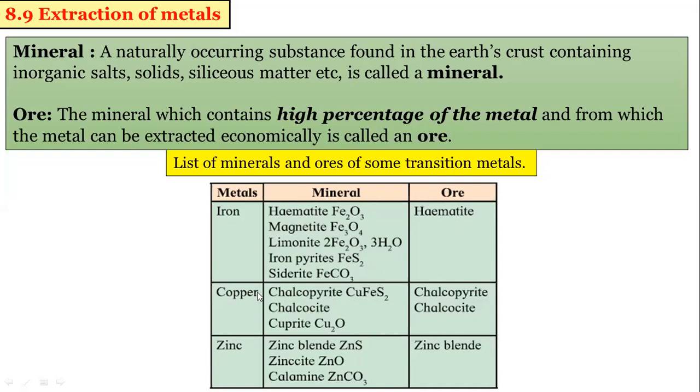Then I'm coming to copper: chalcopyrite CuFeS2, then chalcocite, and cuprite. For these, the formula is not given, so it is not asked in the exam. Then zinc blende is the ore of zinc which contains a higher percentage of zinc. Then zincite, one spelling mistake is there, the C is repeated; actually it is zincite. Make a correction in your textbook also. Then calamine is asked in the examination. Write the formula of calamine: it is ZnCO3.